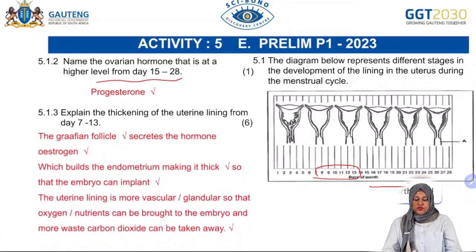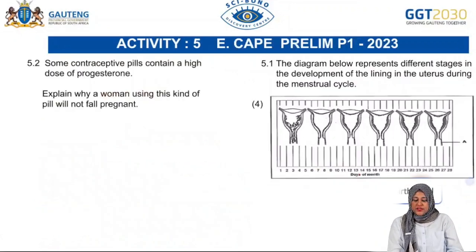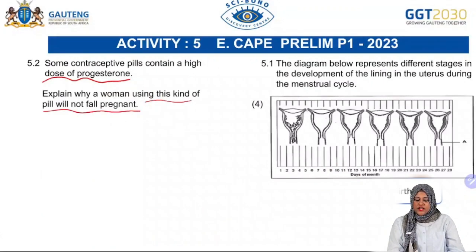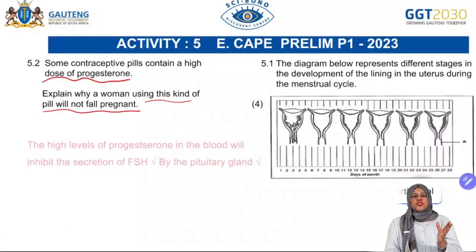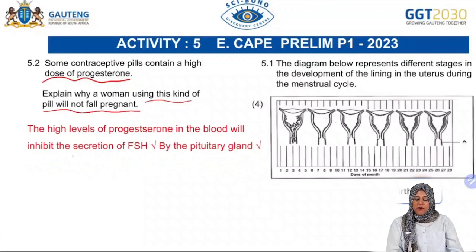What does progesterone do? The high levels of progesterone in the blood inhibit FSH. Remember, we said the negative feedback mechanism by the pituitary gland. No follicle will develop to form the Graafian follicle. No ovulation and no fertilization will take place. So a contraception that is used like the pill has a high amount of progesterone for this reason.